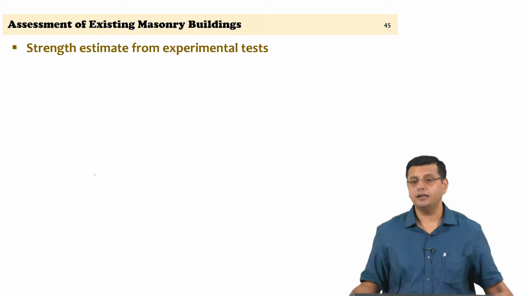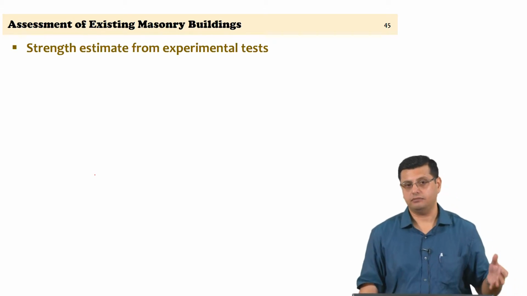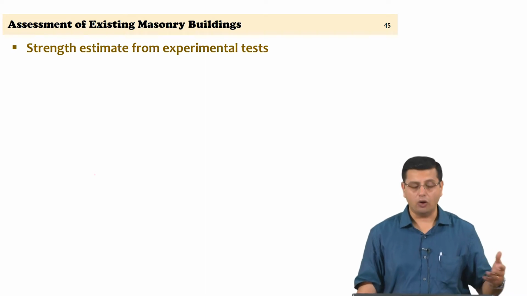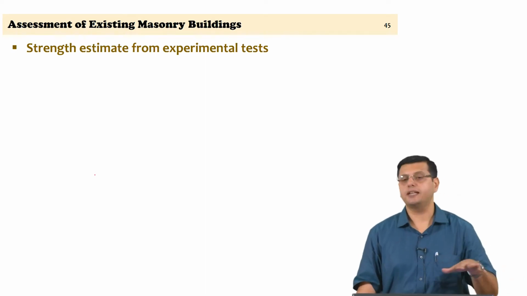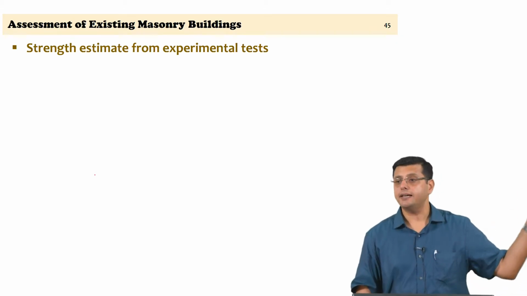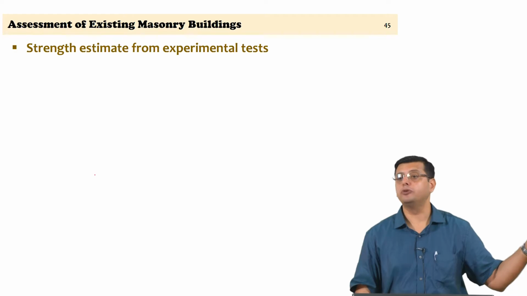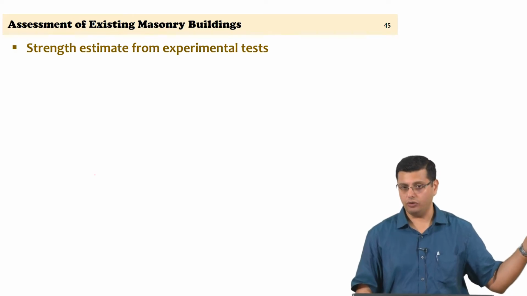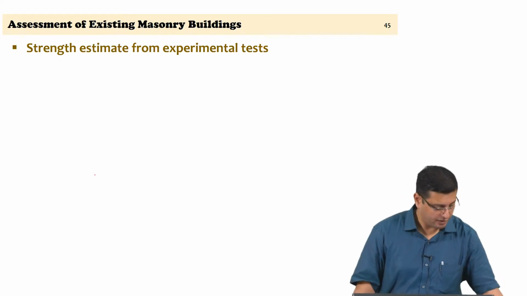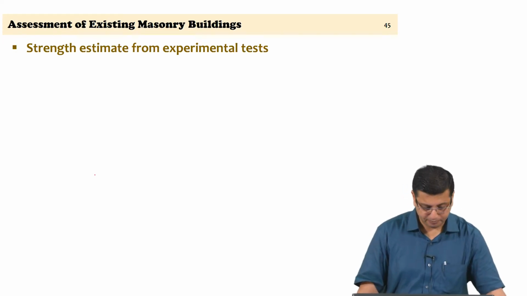Okay. The third is from strength estimates, from experimental tests. So, what experimental tests can be done and how would you go about it? And there are two things that I am focusing on. One is the masonry core. Can I take the masonry core and claim that I will be able to do a strength test on the masonry core? And the second thing is this flat jack test that I mentioned a few moments earlier.